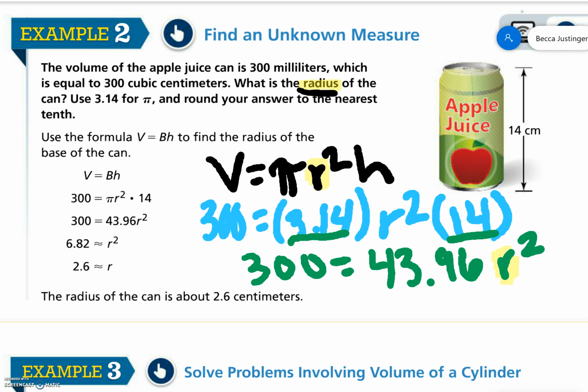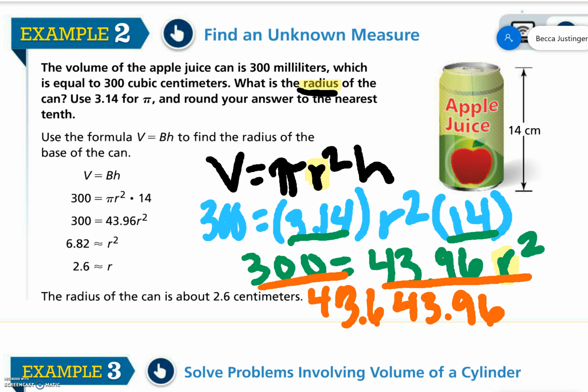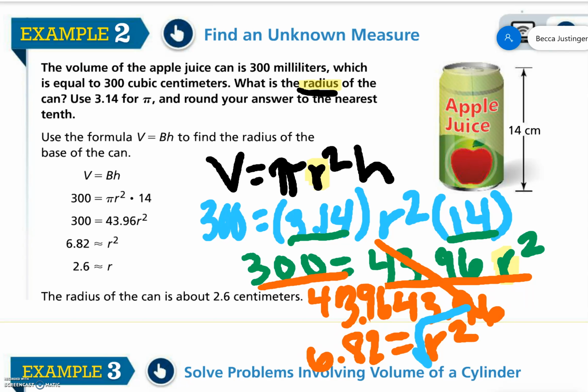I'm trying to solve for r, so the first thing I have to get rid of is this 43.96. It's attached to the r squared by multiplication, so we're going to divide. So it cancels out on the right, and we get r squared is equal to 6.82. And the last step, squaring. To get rid of a square, all you have to do is take the square root. Remember, there's that square root button on your calculator. So you get the radius is about 2.6 centimeters.